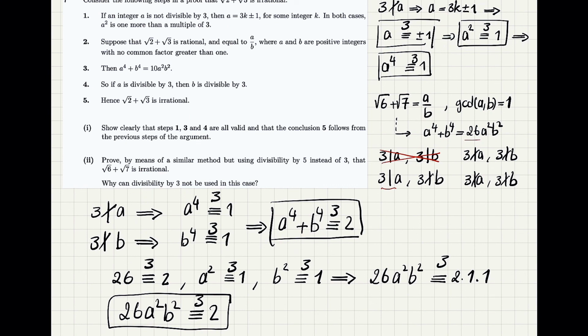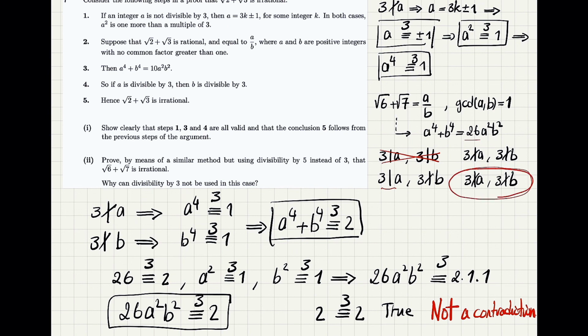So if I want to compare them, what I get is that 2 is congruent to 2 modulo 3, which is, of course, true, not a contradiction. So this means that if you still insist on continuing with divisibility by 3 instead of 5, everything seems okay except the last one. You are not able to rule this one out.